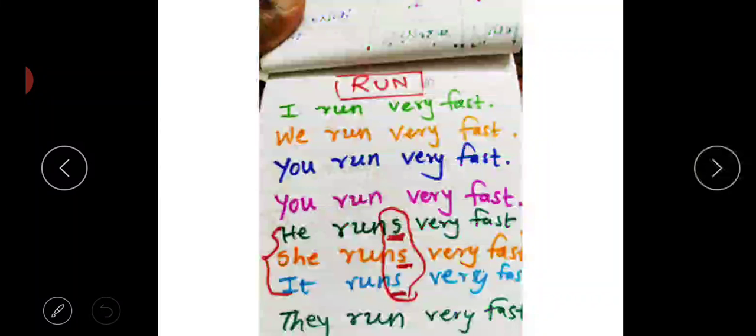Now I have taken one verb, run. Using this run, I have made some sentences. I'm just going to read them. I run very fast. We run very fast. You run very fast. You run very fast. You all run very fast. He runs very fast. She runs very fast. It runs very fast. They run very fast.